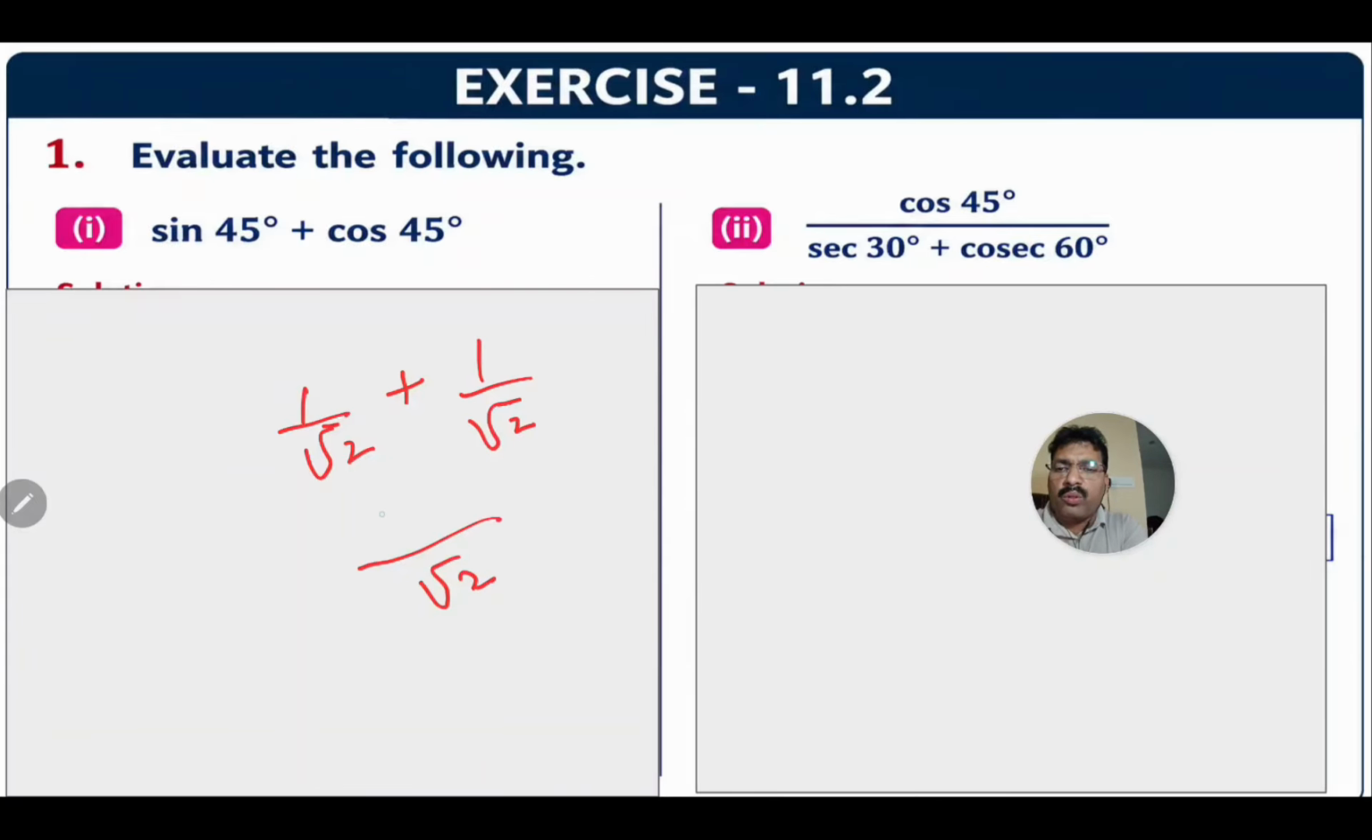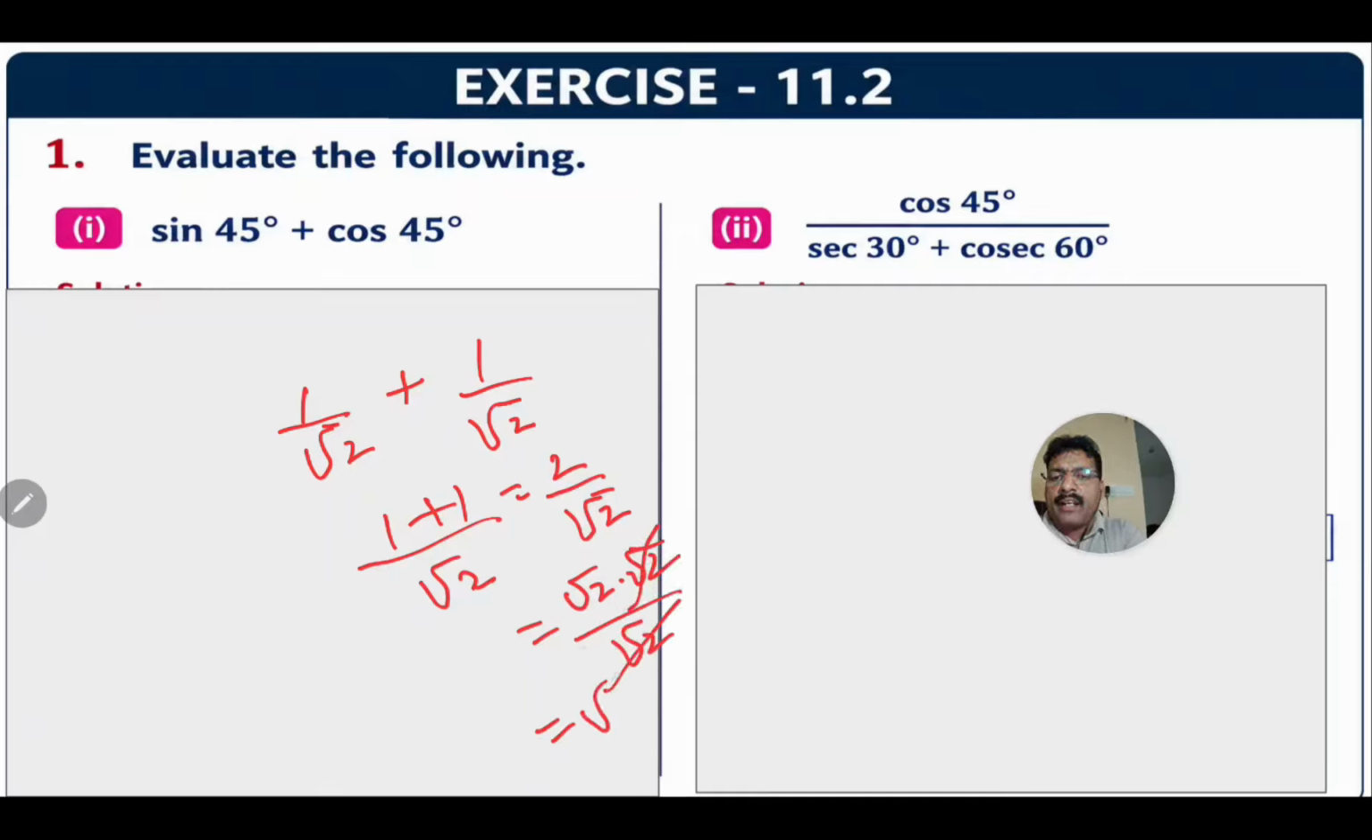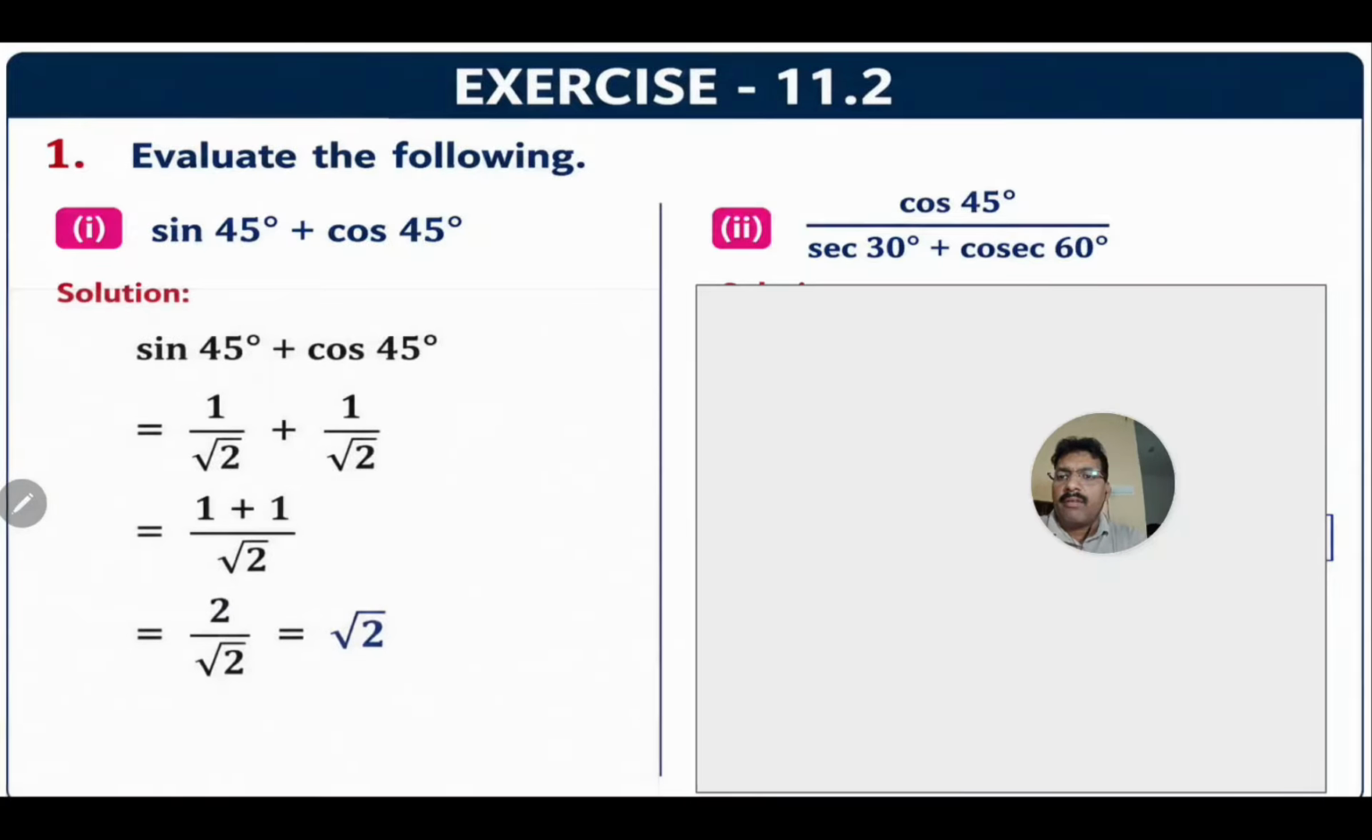If you take LCM root 2, numerator is 1 plus 1, that is 2 by root 2. So 2 by root 2 means 2 we can write as root 2 into root 2. So denominator root 2 and numerator root 2 will get cancelled. Final answer is root 2. In this way we can find. See the solution for this. Sin 45 plus cos 45 value is 2 by root 2, that is equal to root 2.